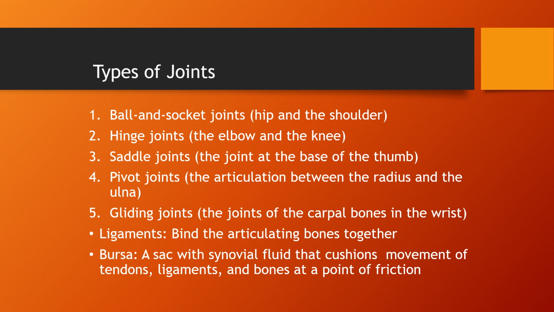And then we have ligaments. These are fibrous connective tissue bands. They bind the articulating bones together. So ligaments and muscle tendons, which pass over the joint, provide joint stability. And the bursa, this is a sac filled with synovial fluid that cushions the movement of tendons, ligaments, and bones at a point of friction. And the bursa are found in the elbow, the shoulder, the knee, and some other joints.